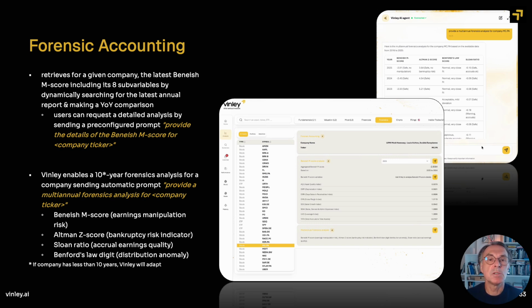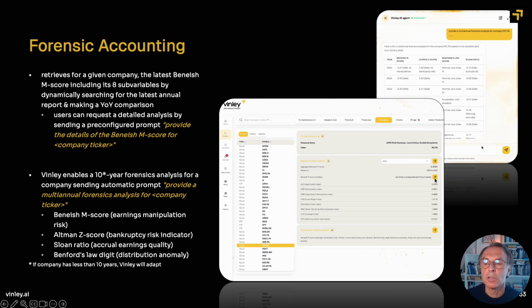What Vinley will do is you just have to either click or search on an asset that would not be in your watch list or in your portfolio, but you can also click on the assets that are in your watch list or in your portfolio. And it will fetch the latest available annual filing, and it will calculate the aggregated Beneish M-score. And you're going to have even the variables available here. We are adding a small label so that you understand what those 8 sub-variables are that actually make up the aggregated Beneish M-score.